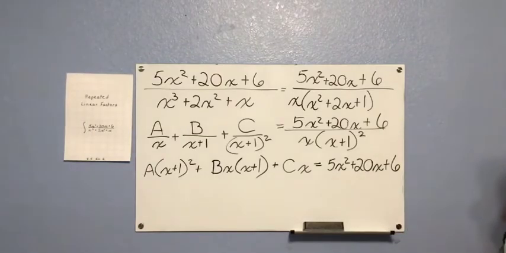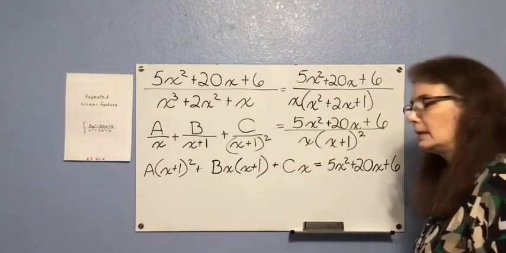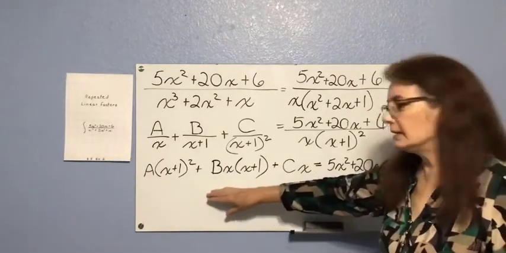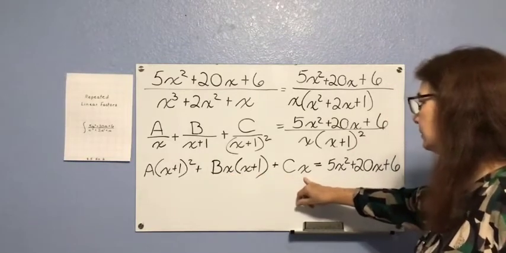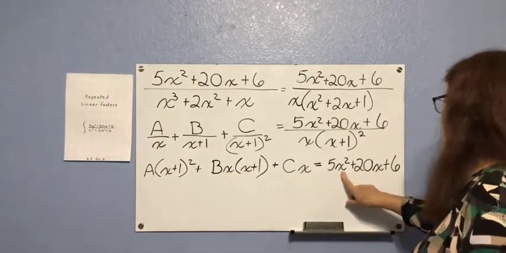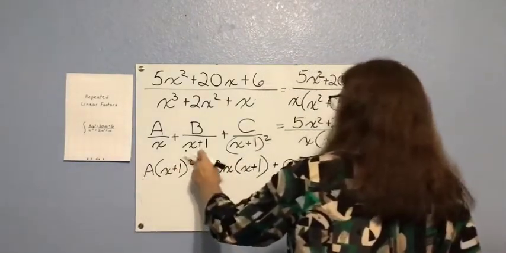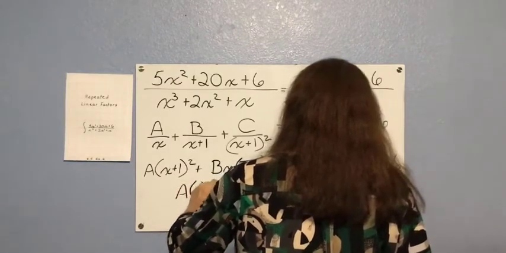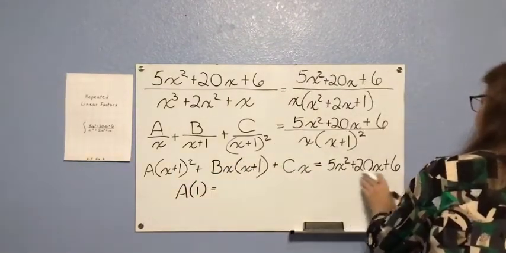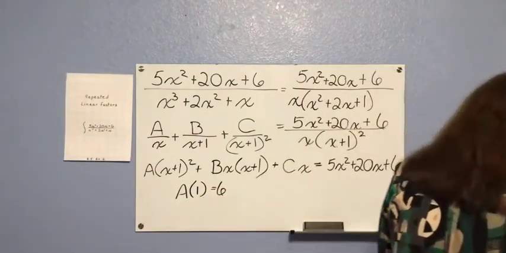Okay, to solve for a, I'm going to let x equal 0. When x equals 0, this is going to be 0 because of that. This is going to be 0. This is going to be 0. This is going to be 0. So I have a times 1 squared, a times 1 is equal to, the only thing that's not 0 on this side is the 6, so a must equal 6.